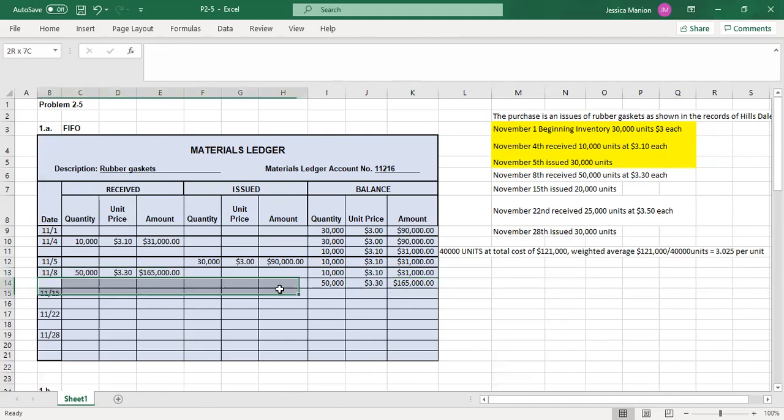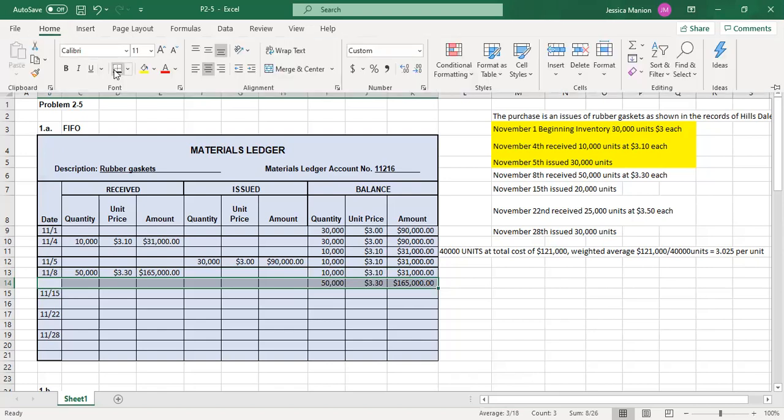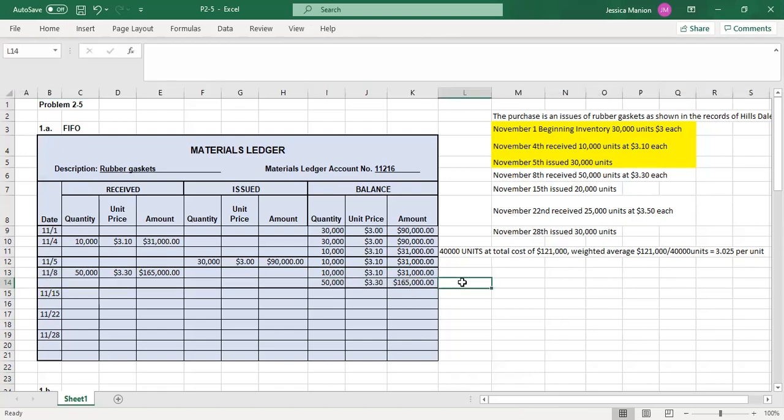And again, if we were doing the weighted average method now, which we're getting there, we're going to do that together. But now we've got a total of 60,000 units at a total cost of, I got my calculator here, let's see, so I don't mess it up. 31,000 plus 165,000. Total cost of 196,000.